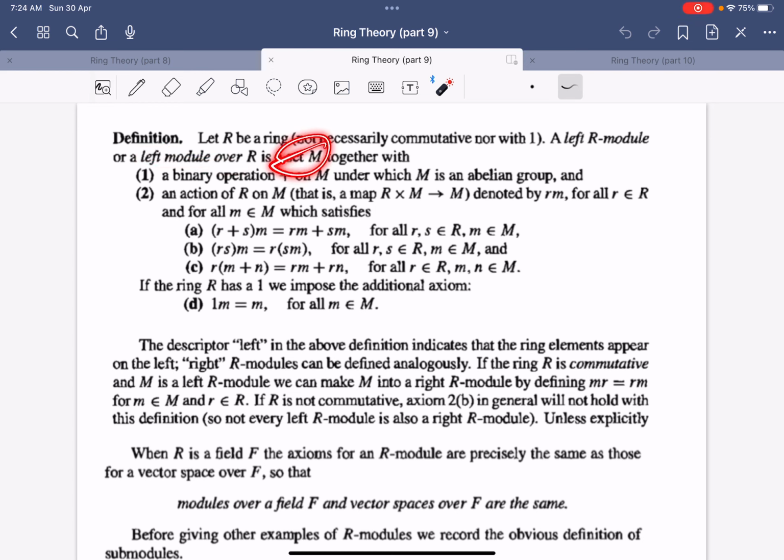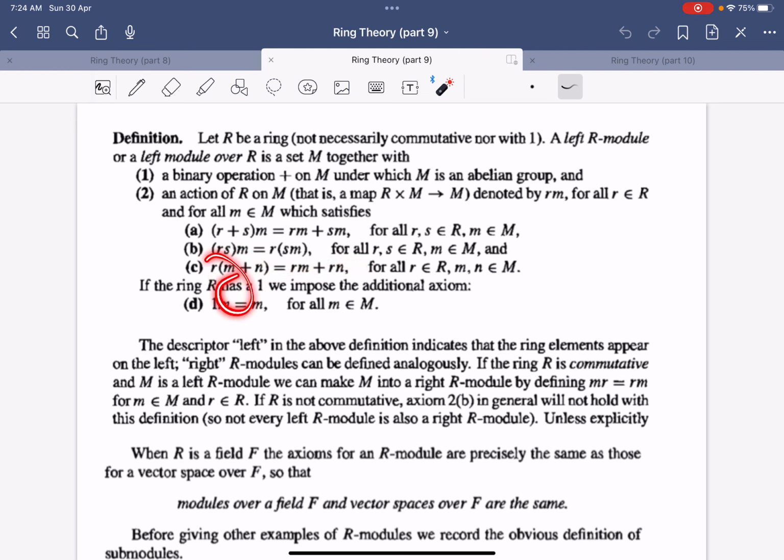is a set M together with a binary operation on M, under which it is an abelian group. And then you must have an action on M. This is like a group action that follows specific properties such as distributive, associative, and you must also be able to distribute in M.